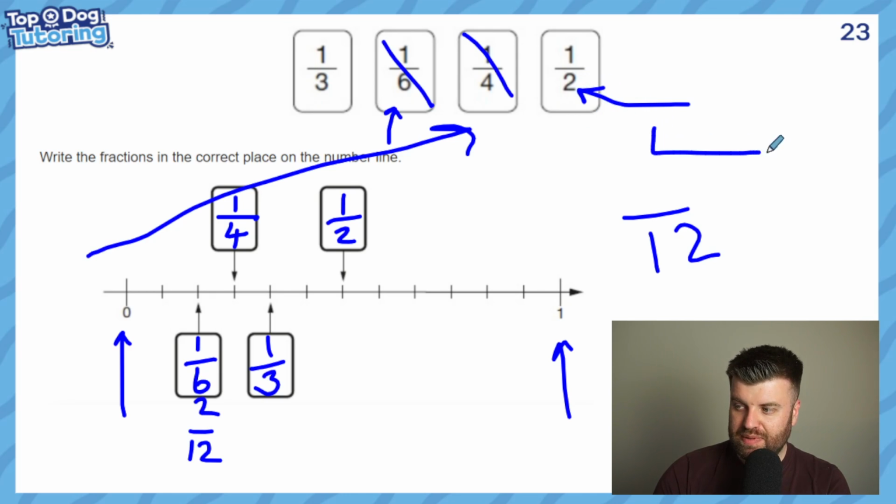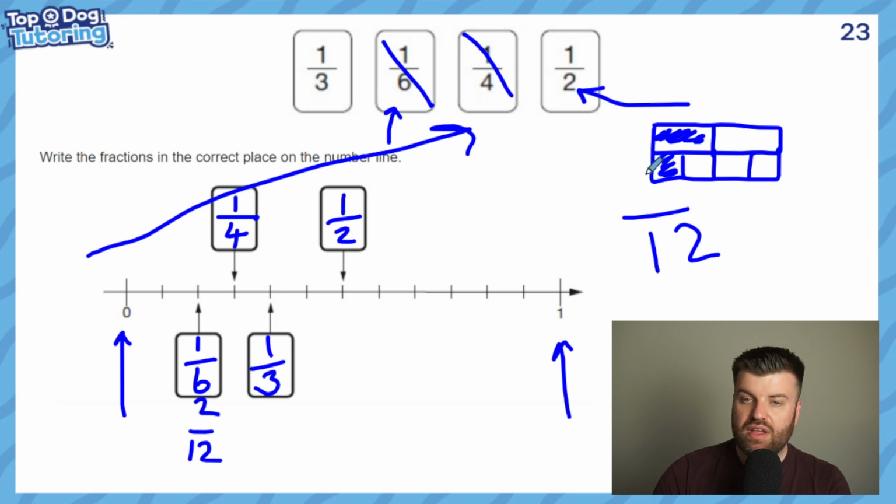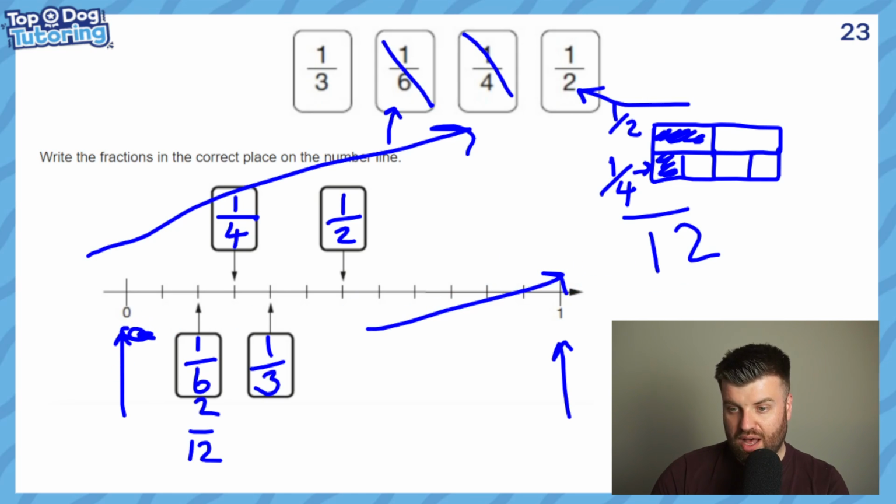If we only split our whole into 2 parts, that half there is quite big compared to if I have the same whole and I split it into 4 parts and I have one of them. Look, that quarter is obviously smaller than that half. If we know how to order them, we could just put them in order because we know it's going from smallest in ascending order up to the largest. Something that can really help you answer these questions quickly. I hope you find this useful.